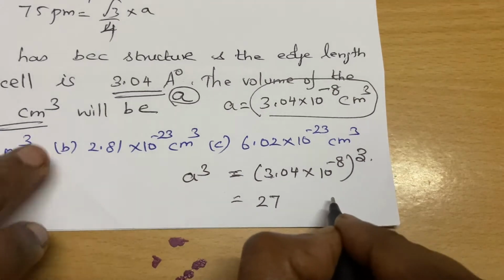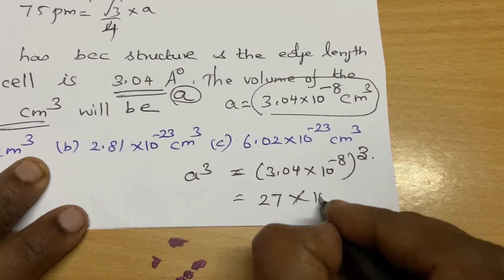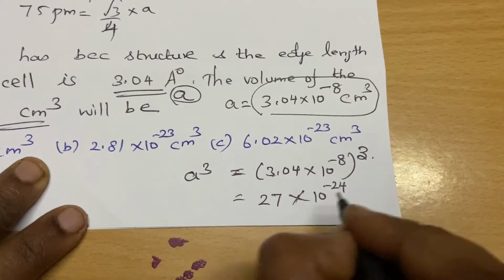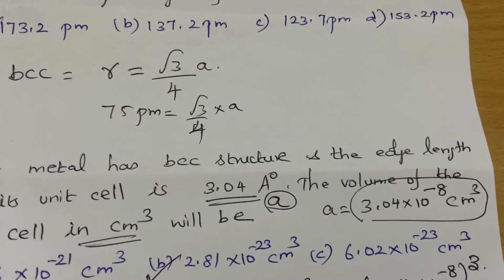No. So which is the nearest option? So 10 to the power of minus 8 to the whole cube is 10 to the power of minus 24 it will come. So the nearest answer is this one. Okay, so this is the closest answer. So the answer is 2.81.